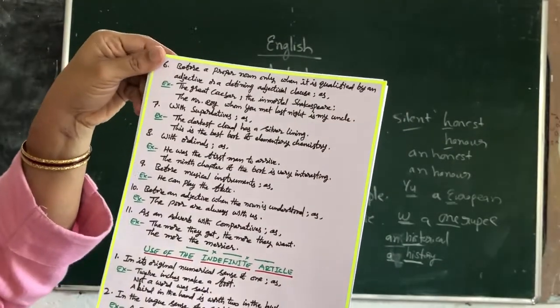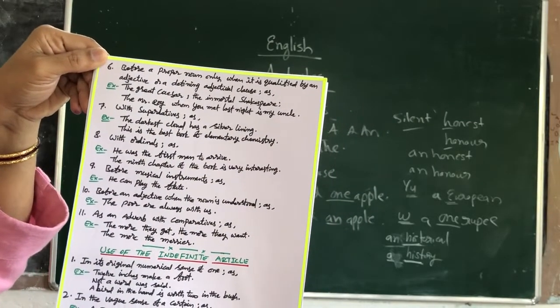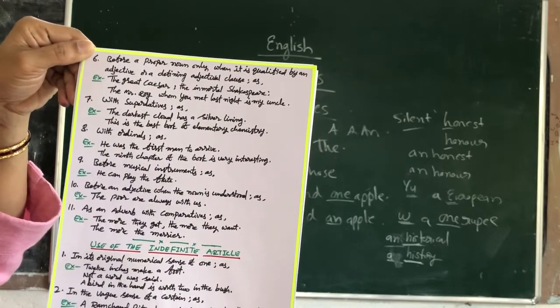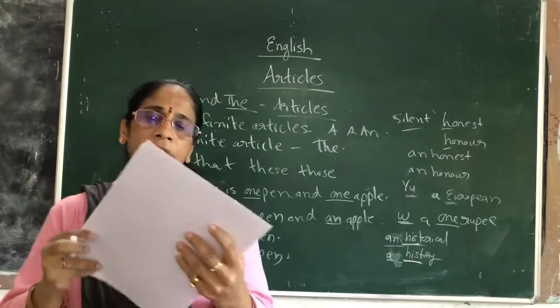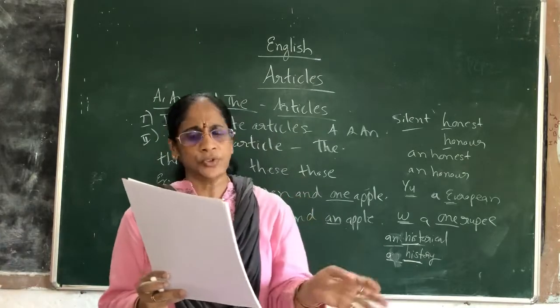What is the definite article? The. So these are the rules for how to use the definite article the. You can copy down from this, it is clearly given. Now we'll look at the use of the indefinite article. In its original numerical sense of one. If you want to indicate one single thing, you can use it.